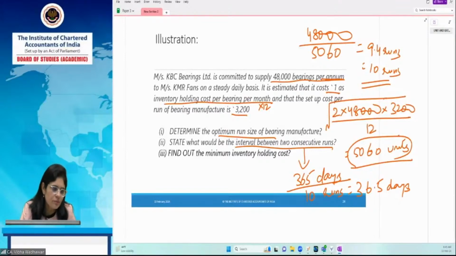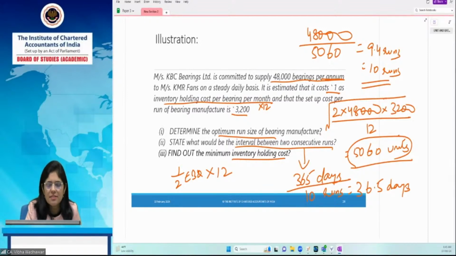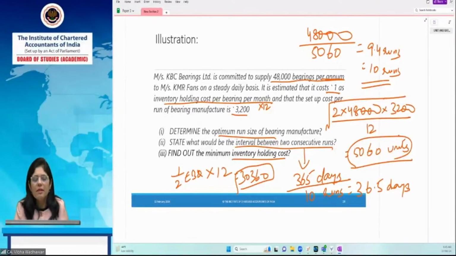Clear? Yes. Find out the minimum inventory holding cost. As we did in material, inventory holding cost will be half of EBQ into inventory holding cost per unit per annum. It's 12. Clear? So that means 5060 divided by 2 into 12. It will be 30360, which should be the minimum. So minimum inventory holding cost is 30360. How you calculate it? It's half of EBQ.